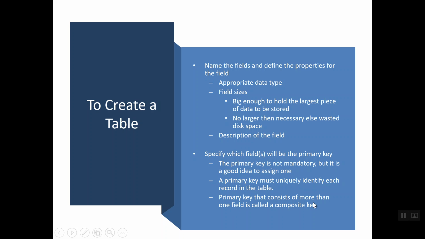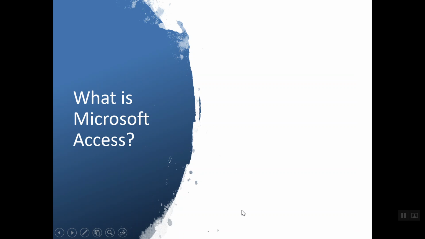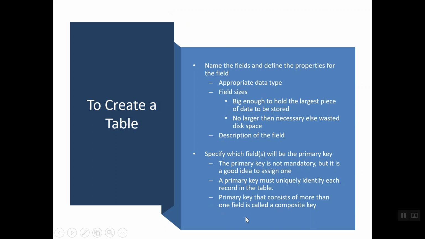A primary key consists of one or more fields. It can either be one individual field, or it could be a combination of fields. Whatever it takes to make that record unique, you can do that. If you have a bunch of fields together, we call it a composite key.